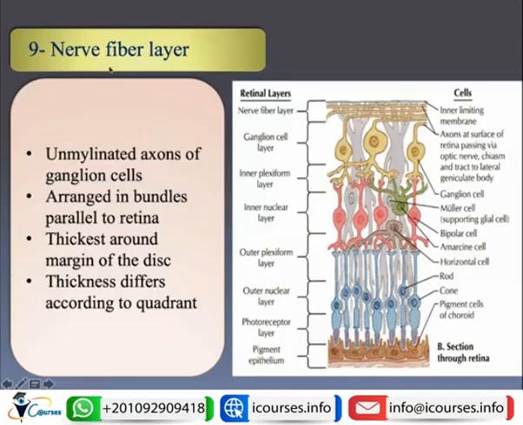Then the pre-final layer is the nerve fiber layer, which is formed by the unmyelinated axons of the ganglion cells arranged into bundles that are parallel to the retina, thickest around the margins of the optic disc, and their thickness differs according to the quadrant, as we said in the previous lecture. So it is the thickest in the inferior quadrant, then the superior quadrant, then the nasal quadrant, and finally the thinnest will be the temporal quadrant.